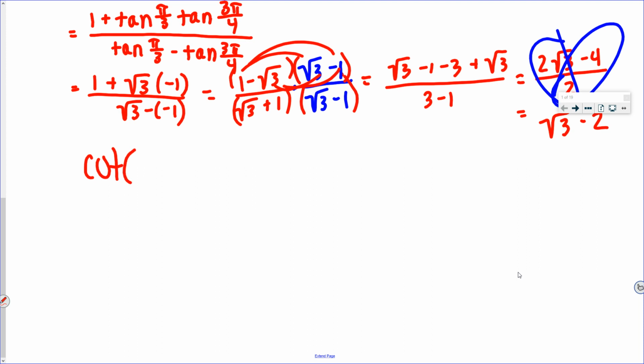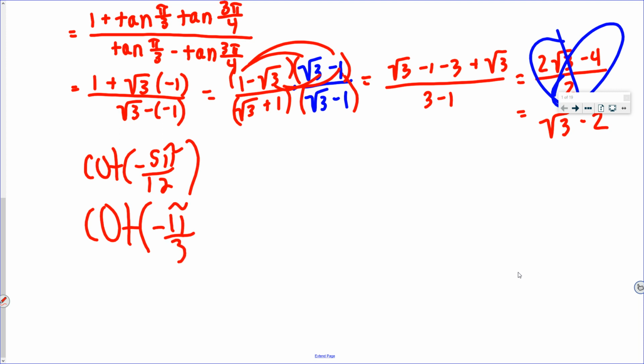So we had negative 5 pi over 12. And then I just wrote it like this. I just wrote it like this. And then I just found the values for those, and that's it. That's negative root 3.